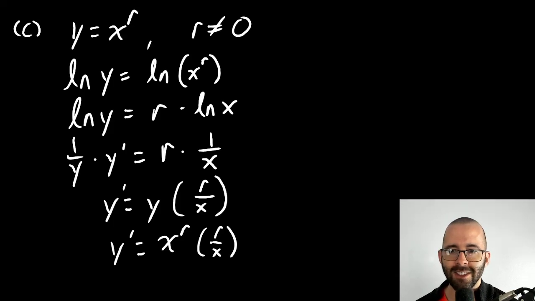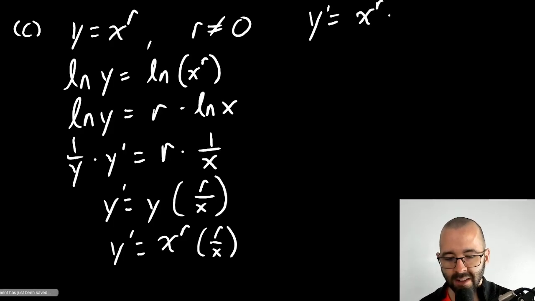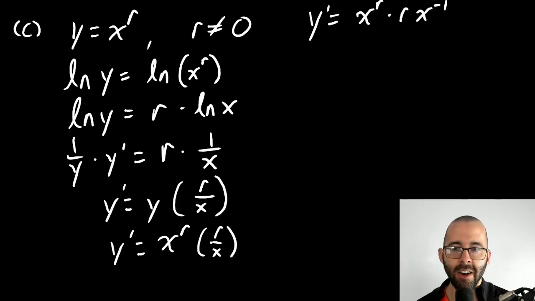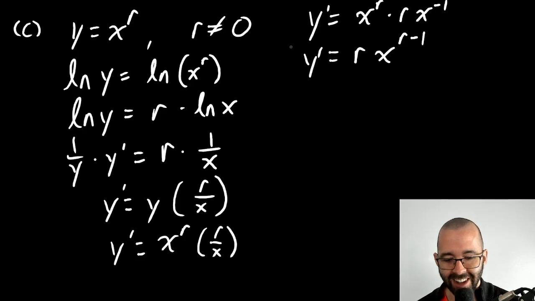You might say, Jason, this looks nothing like the power rule. Give me 1 second. We could rewrite this as x to the r times x to the negative 1, right? R divided by x is r times x to the negative 1. Put the r in front. We have two exponential functions with the same base. We can add their exponents. Oh, now that looks like the power rule. Yeah, there it is.